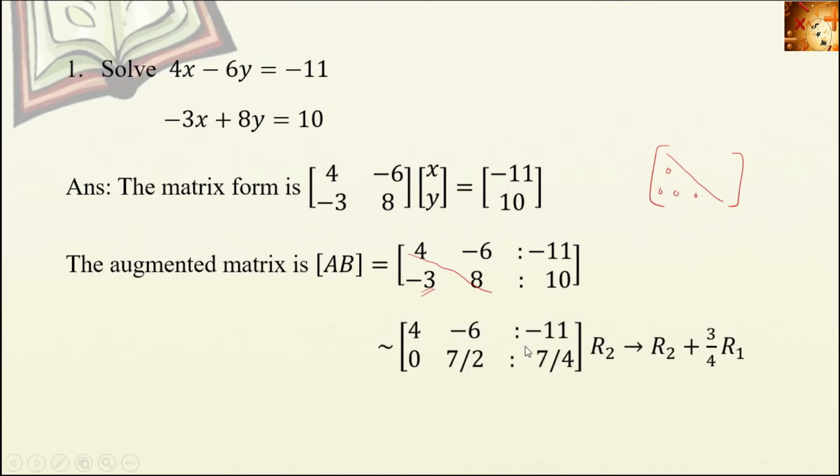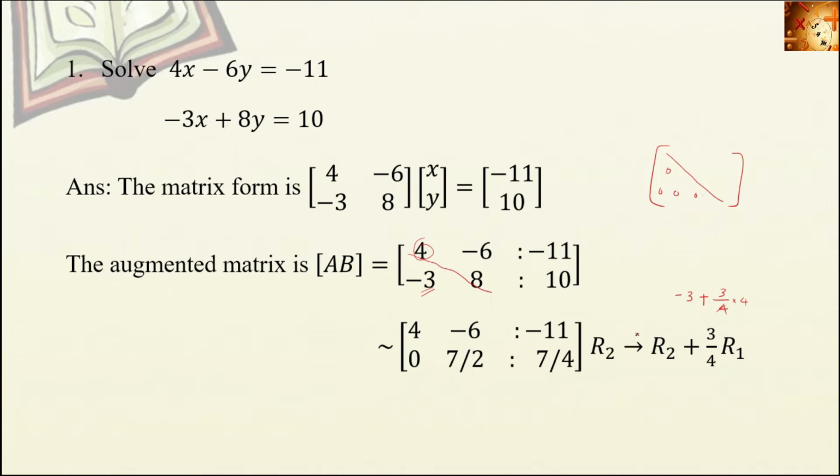So we use the transformation like this. Here R2 means the second row. Here minus 3 appears in the second row. So the second row changes to R2 plus 3 by 4 R1. The corresponding element is minus 3 plus 3 by 4 into R1. The corresponding R1 element is 4, so into 4. So the 4s cancel, minus 3 plus 3 will be 0. So this element will be 0.